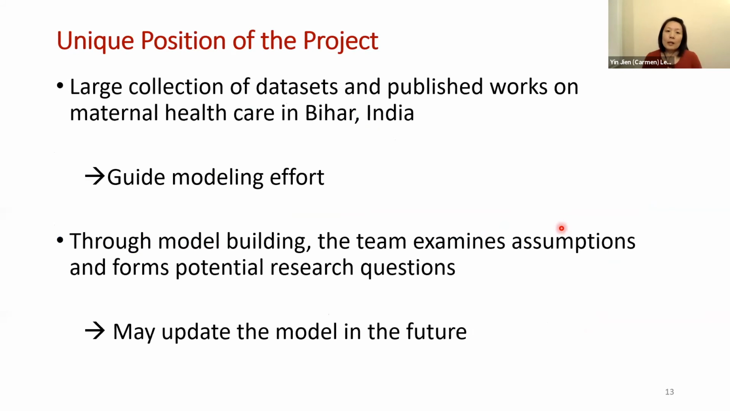The System Dynamics project is in a unique position because there has been a large collection of data sets and published work available on maternal healthcare in Bihar. And we rely on this previous work to guide our modeling effort. Through the model building process, the team also examines the assumptions and forms potential research questions. The results of these potential research questions can be used to update the model.